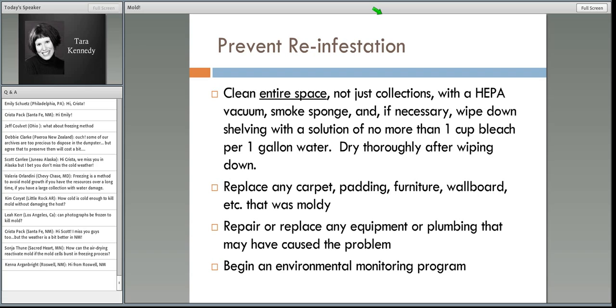Replace any carpet, padding, furniture, wallboard that was moldy. Repair or replace any equipment or plumbing that may have caused the problem, and begin an environmental monitoring program to make sure this doesn't happen again.